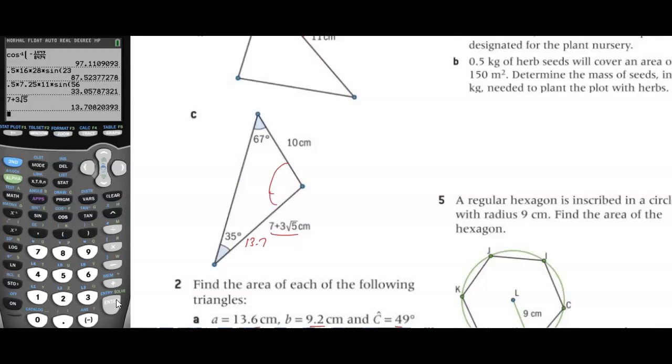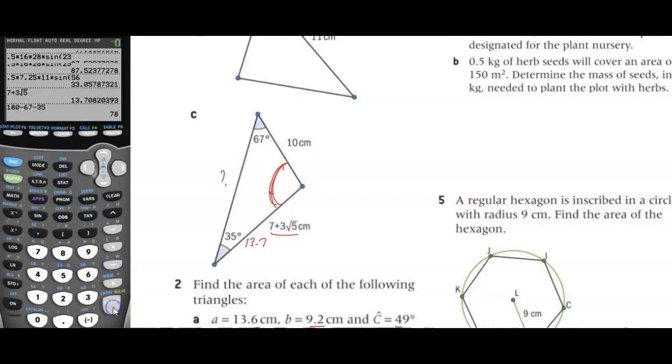So how are we supposed to find the area? Well, you might think that you're going to find this length here, but it's easier just to figure out what this angle is, because remember, if you have two of the three angles, you can find the third angle by subtracting everything from 180, right? So I could do 180 minus 67 minus 35. And I know that this unknown angle is 78 degrees now. And now I have the included angle between the two sides. So now I can just plug it in.